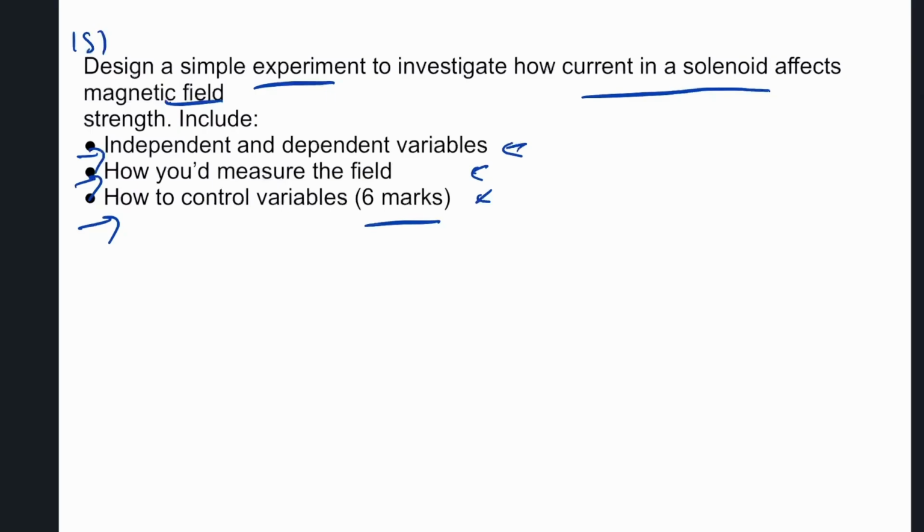So the first one is what's the independent and dependent variable? So the independent variable, well, that's the one that you're actually changing, remember? So this is the one that you change. So you're investigating how the current in a solenoid affects the magnetic field. So what you'll be changing is the current in the solenoid, okay? So you can write that as the current. The next one then that they want is the dependent variable. So this is the one that you're actually measuring. So what are you measuring? Well, you're trying to measure the magnetic field. You're seeing how it affects the magnetic field.